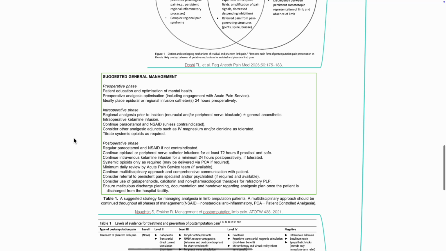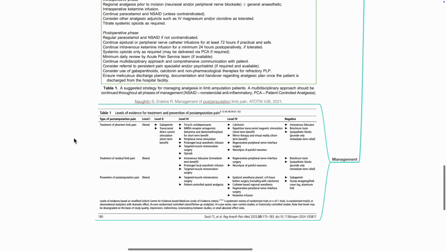Continue multidisciplinary approach and comprehensive communication with the patient. Consider referral to pain specialists for persistent pain and/or psychiatrists. Consider use of gabapentinoids, calcitonin, and non-pharmacological therapies. Ensure meticulous discharge planning, documentation, and handover regarding the analgesic plan.